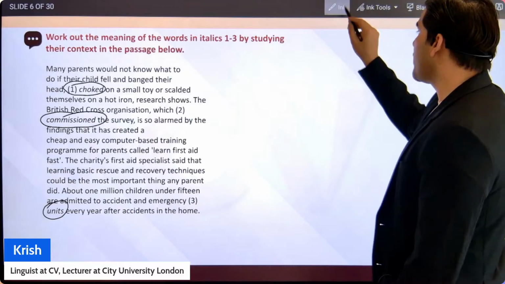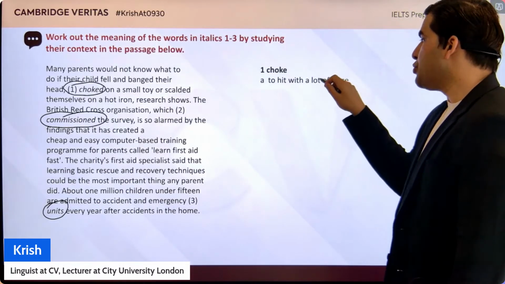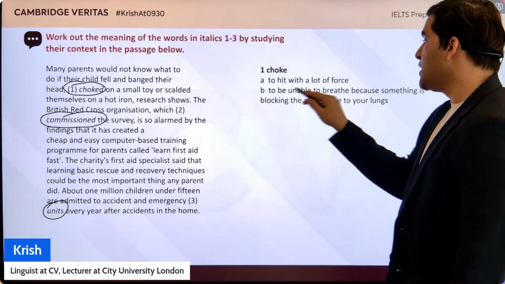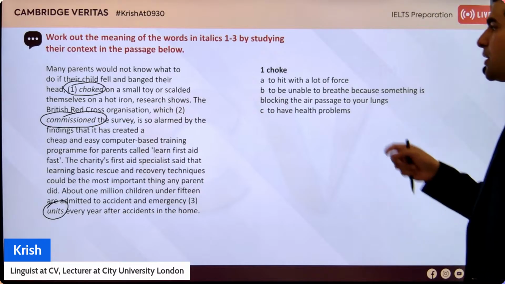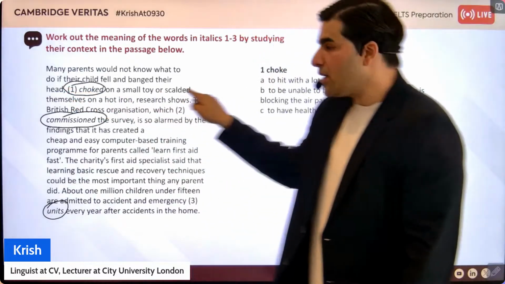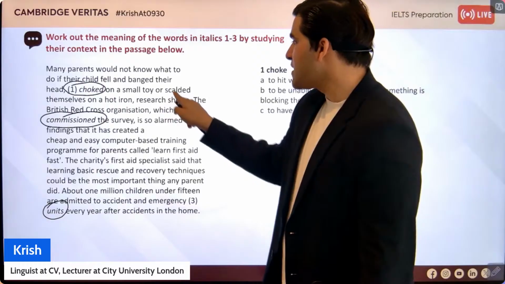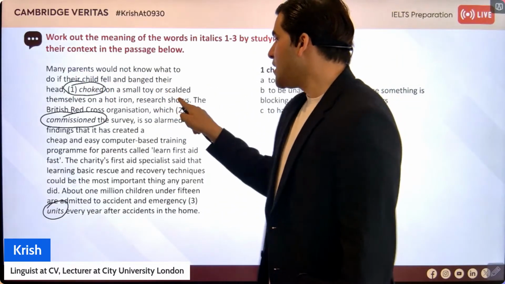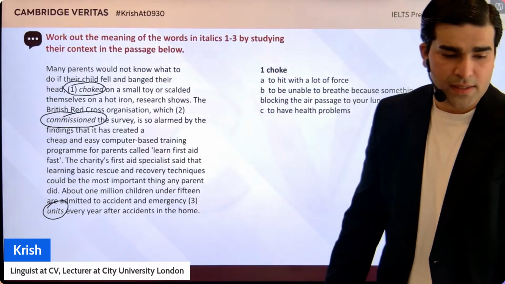So for example, if we have the word choke, there are 3 options for it. A, to hit with a lot of force; B, to be unable to breathe because something is blocking the air passage to your lungs; or C, to have health problems. So what is the meaning of the word choke? From the context, we have to select the right option here. Read the first sentence and let's understand what is the meaning of the word choke from the context.